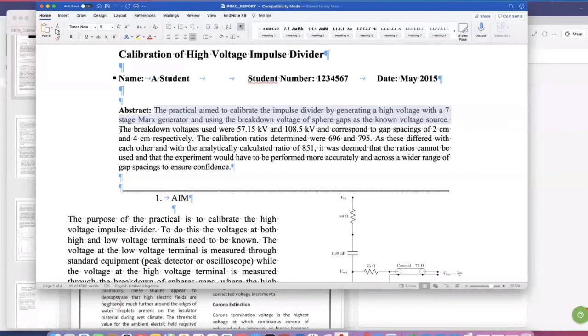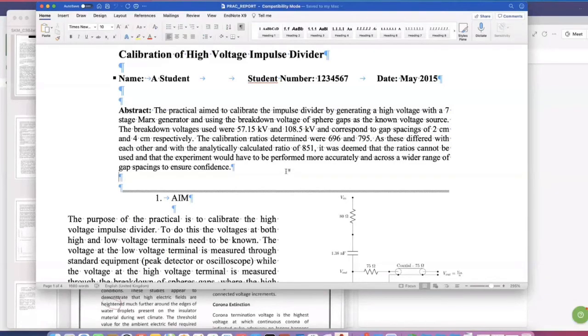Right, so some details about what actually occurred in the practical, and then we determined the calibration ratios, and then we concluded with what we felt was the best conclusion. Right, so what you can see here is it is a summary of the complete report. It's got the results here. It's got the conclusion here. So an abstract is not simply a summary of what happened. It also includes the results and the main conclusion.